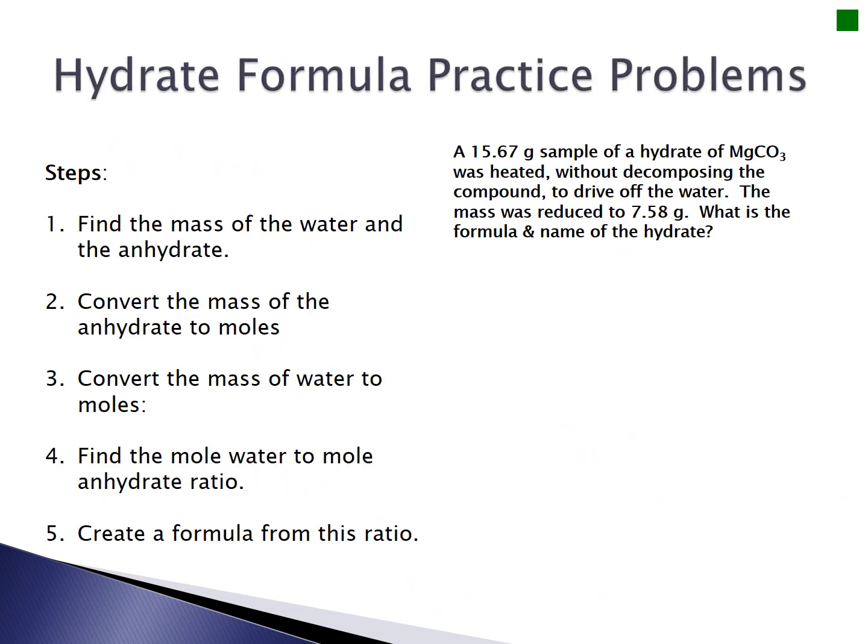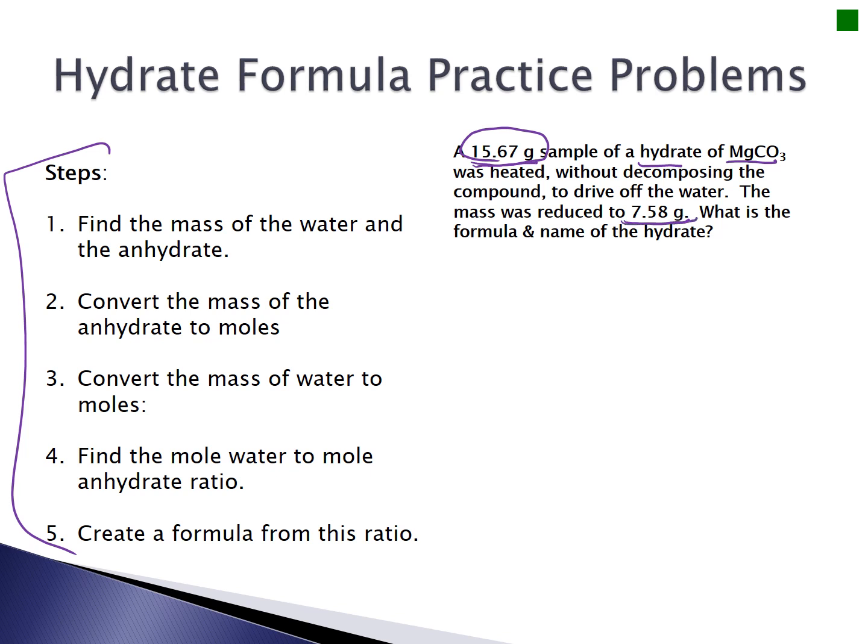All right, we're just going to do one practice problem, and these are the steps that you're absolutely going to need to know how to do. We're going to be doing a lab, hopefully, and it'll be on the test, so make sure you have these steps memorized. It is a very similar process to empirical and molecular formula. Reading this problem, it says that a 15.67 gram sample of a hydrate of MgCO3 was heated without decomposing, and the water was driven off. Originally, this 15.67 has the water attached to it. The mass was reduced to 7.58. What is the formula and the name of that hydrate?